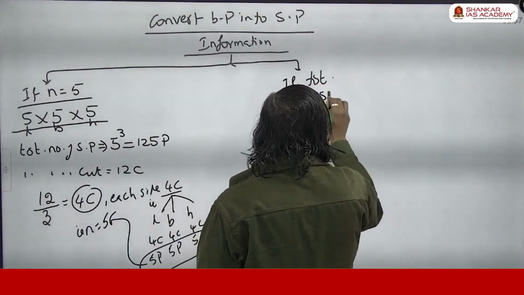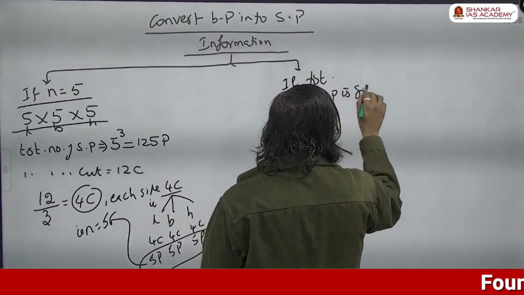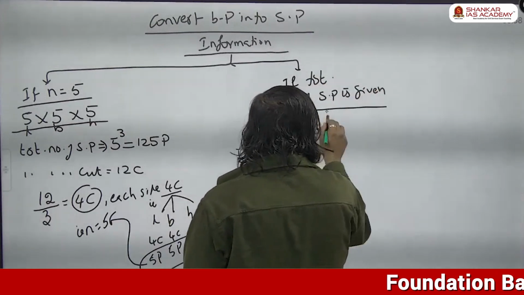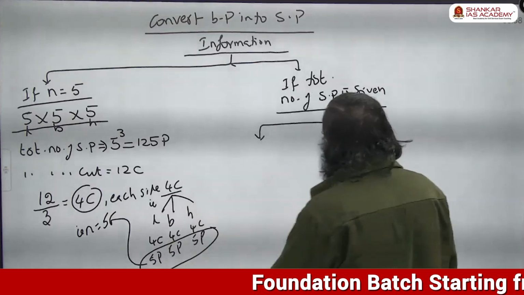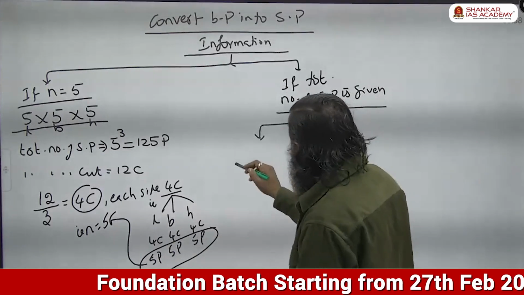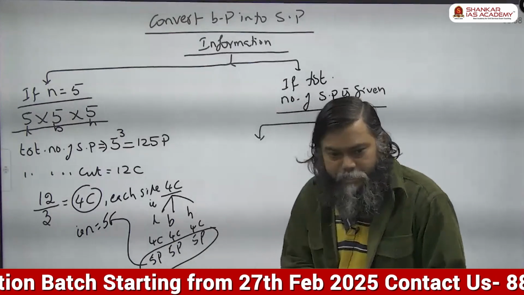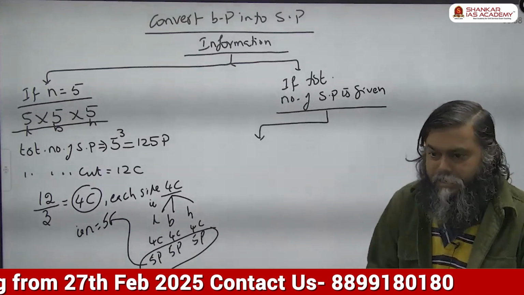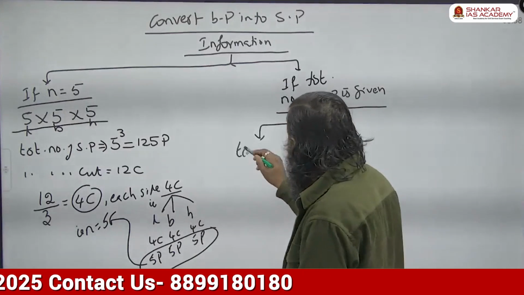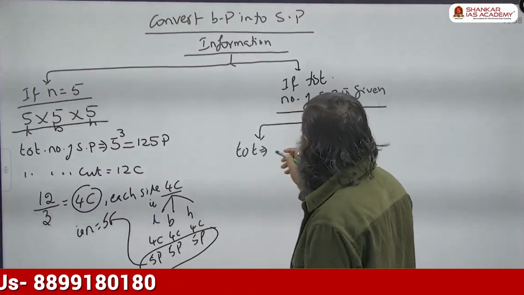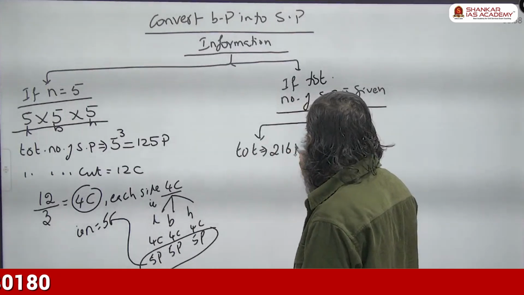The total number of smaller pieces is already given in the question. You know already what I am saying. For example, the volume is given in the question: length into breadth into height is given. So the total number of smaller pieces, for example, 216 pieces are there.